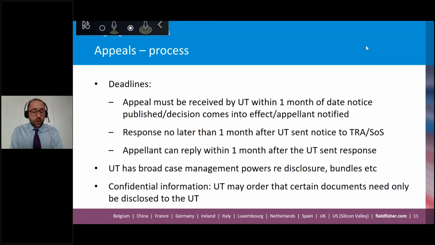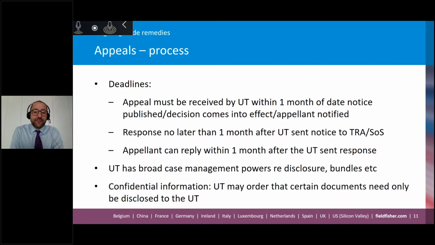So obviously, in any trade remedies investigation, there'll be large volumes of confidential information as defined by the regulations, which parties do not want to enter into the public sphere. While there are provisions for managing that within the investigation regulations, the Upper Tribunal also has something similar. And so, as I say on the slide, the Tribunal itself may order that certain documents need only be disclosed to them rather than to the world at large. So just something worthwhile being aware of there.